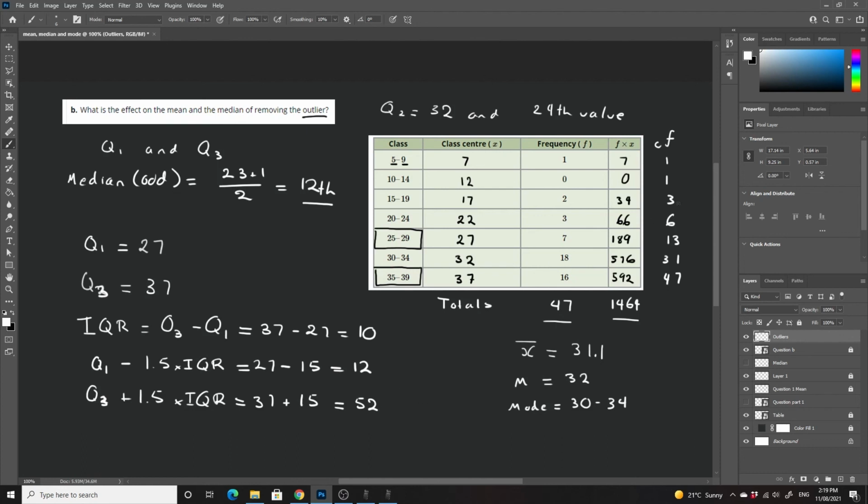In this case, we don't have anything greater than 52, but we do have one value which is less than 12, which is our friend over here. So we've identified the outlier. In the next video, we're going to look at the effects of removing the outlier.